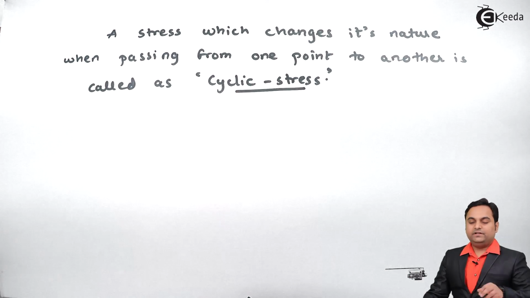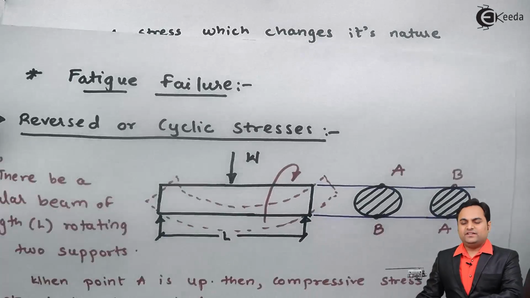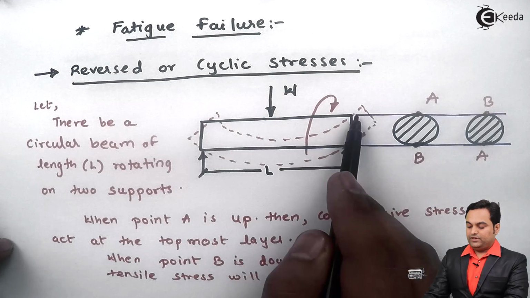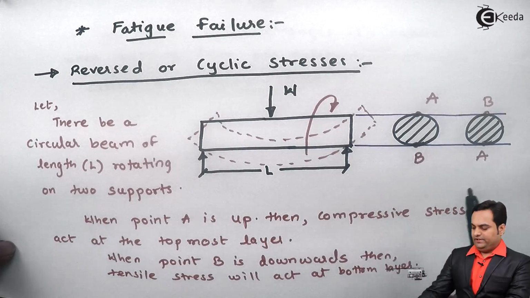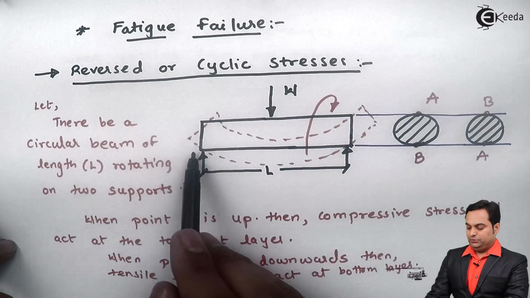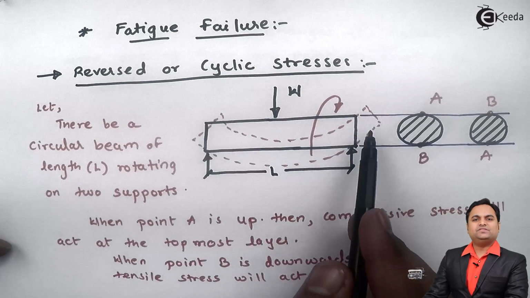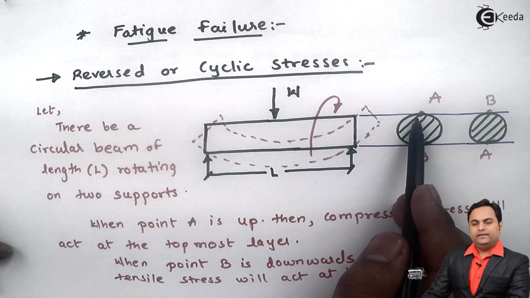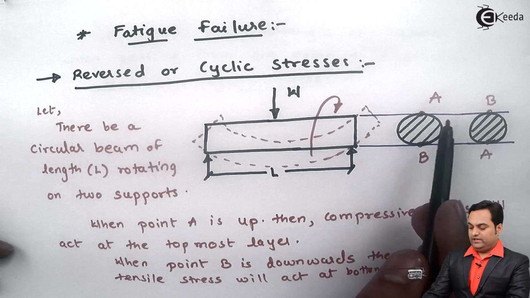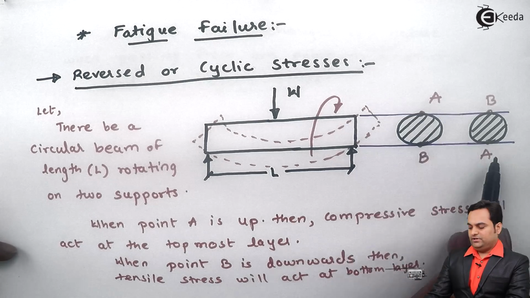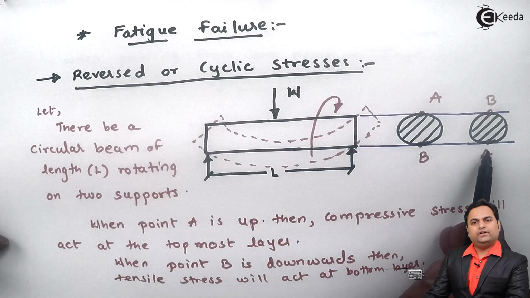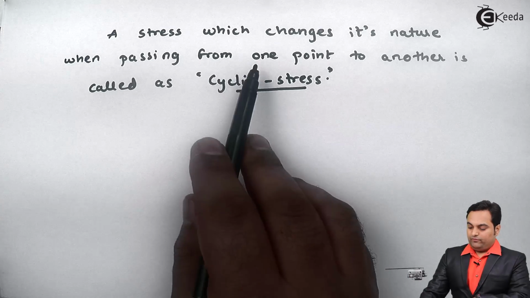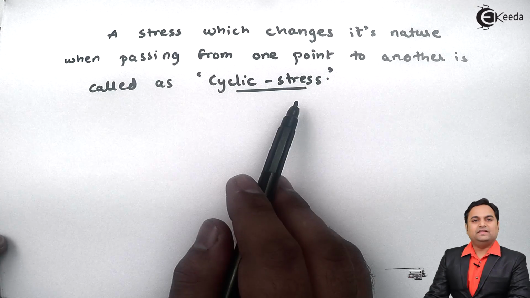So here I have written a stress which is changing its nature. Nature means at first point A was subjected to compression. When the shaft has rotated, now point A is subjected to tension. So the nature has changed. Top layer first it was at point A, then the top layer is at point B. So at first A was subjected to compression, next A was subjected to tension. So the nature of stress has changed. So from one point to another, it is called cyclic stress.